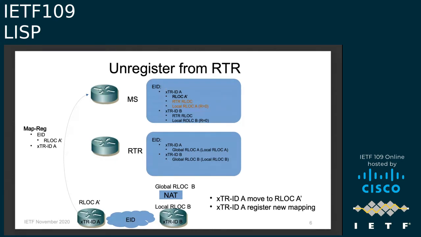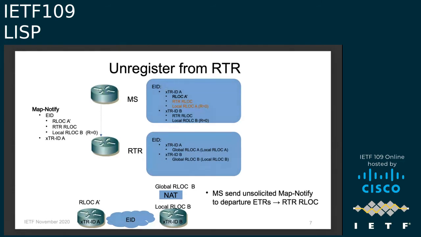Next slide. As we said before, the map server sends an unsolicited map notify to the living active RLOCs, in this case, the RTR RLOC. Next slide.